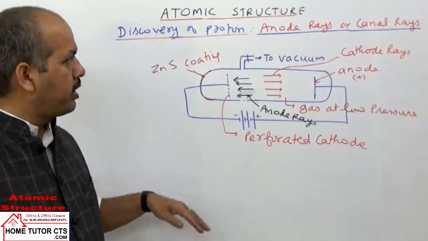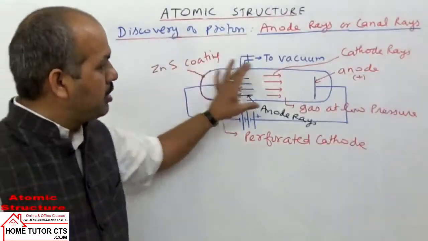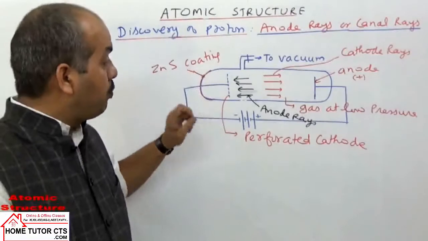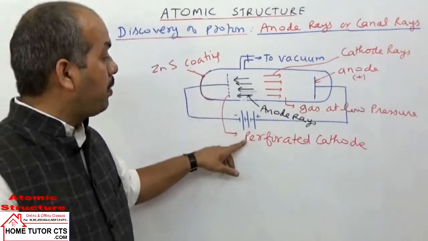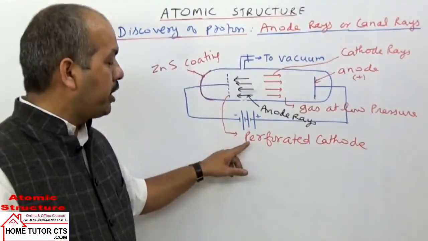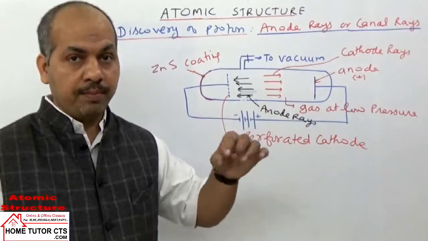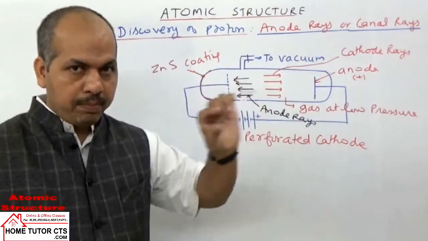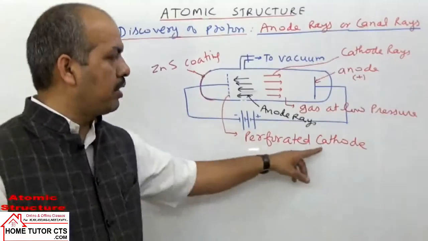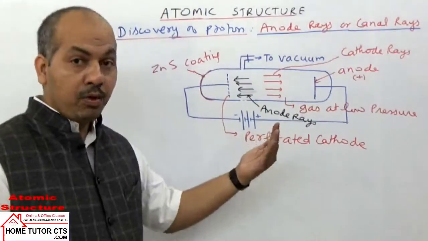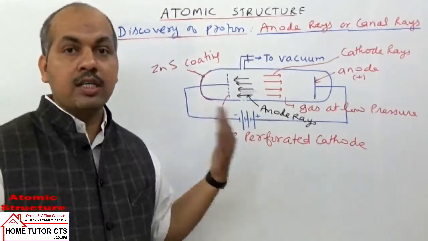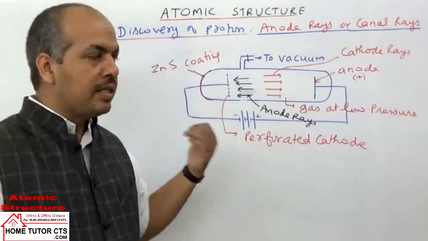Those positive particles are called protons, which maintain electrical neutrality. How was this determined experimentally? The setup is of the same type, with a difference: we have taken a cathode having perforations, pores. There will be many holes, pores, in the cathode. Through the perforations, the rays can pass to the other side.